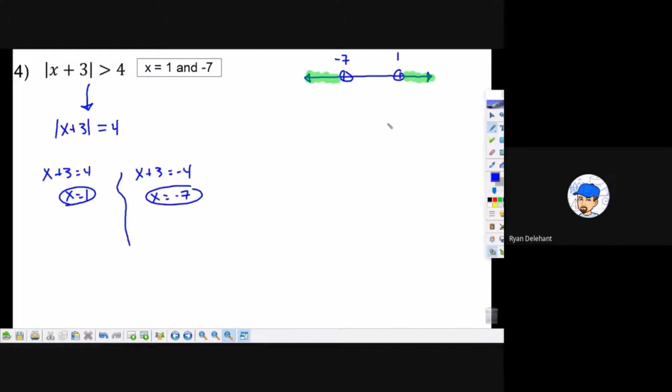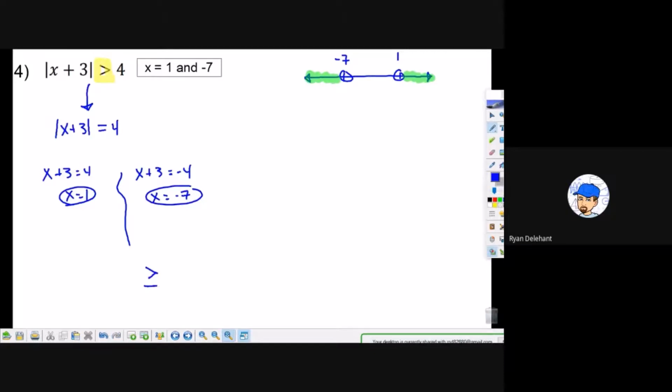Now, the only thing I have left to do before I go through and I write this answer in all three forms is I need to figure out, do I include the endpoints? And that comes down to looking at the actual inequality. I have to kind of say this one out loud. This means the absolute value is greater than 4. There's also one that looks like this.